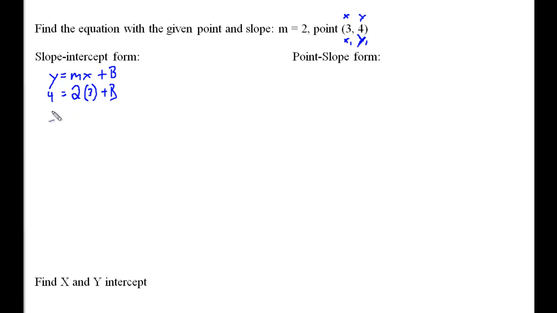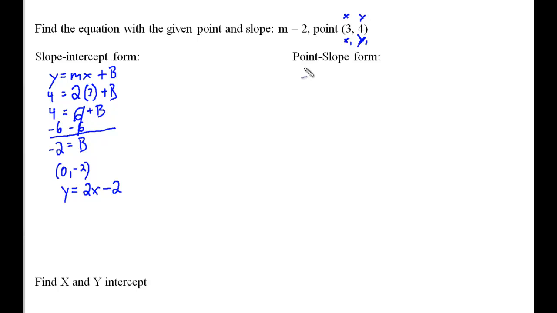Now, I just need to solve for b to find out what the y-intercept is. So 2 times 3 is 6, plus b. And then I'm going to subtract the 6 from both sides. So I draw a line there, cross the 6's out. 4 minus 6 is negative 2 equals b. So there's my y-intercept. So this point is 0, negative 2. And my equation is y equals 2x minus 2, because our slope is 2 from the original equation, and our y-intercept is negative 2.